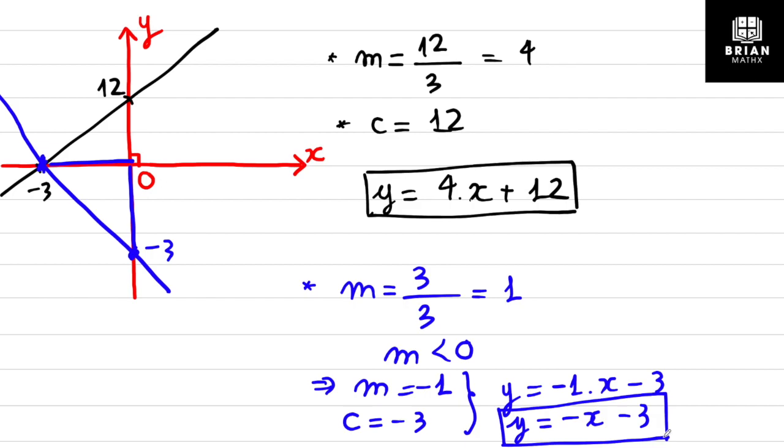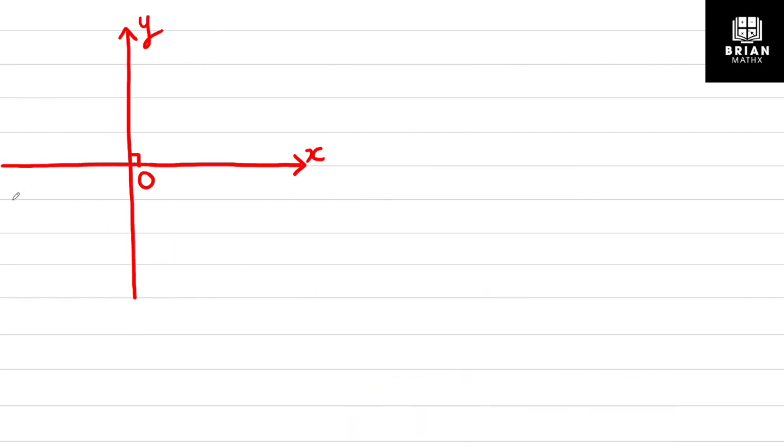So for this question, you have two lines on one graph. The black line is an increasing line and the gradient is positive. And the blue line is a decreasing line, so the gradient is negative. That's all. That is very easy, right?